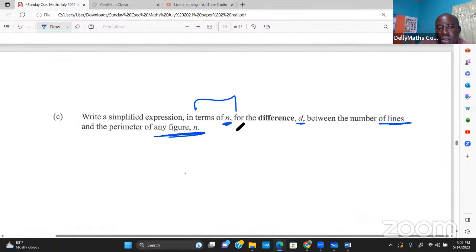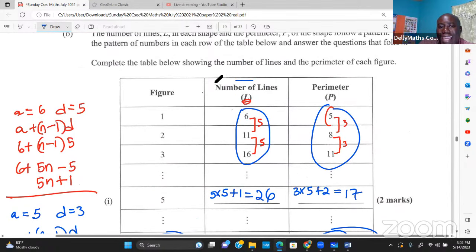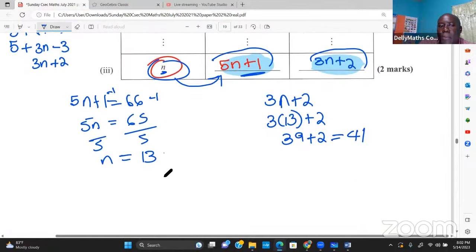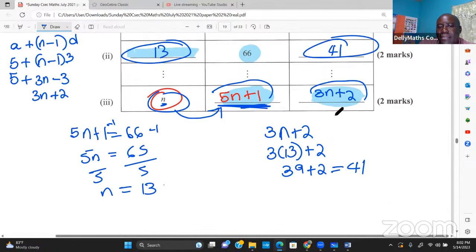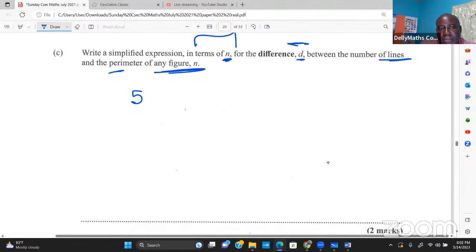Let me go back so you can see. Look, difference d: write a simplified expression in terms of n for the difference d between the number of lines and the perimeter. See there? Number of lines, perimeter. The difference is called d. What are the representatives for each? So we're talking about 5n plus 1 minus, open bracket, 3n plus 2.